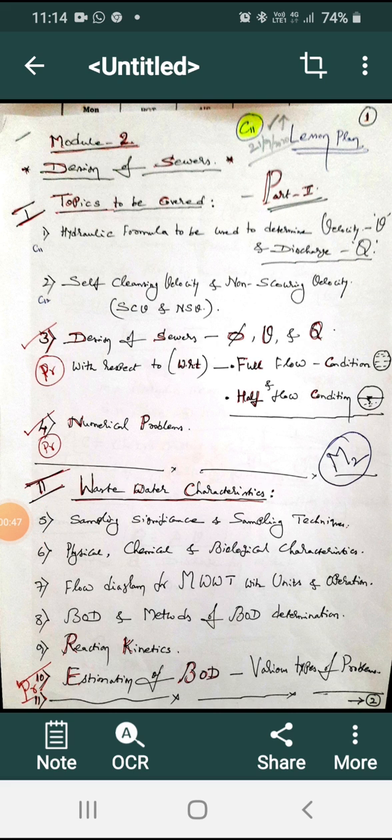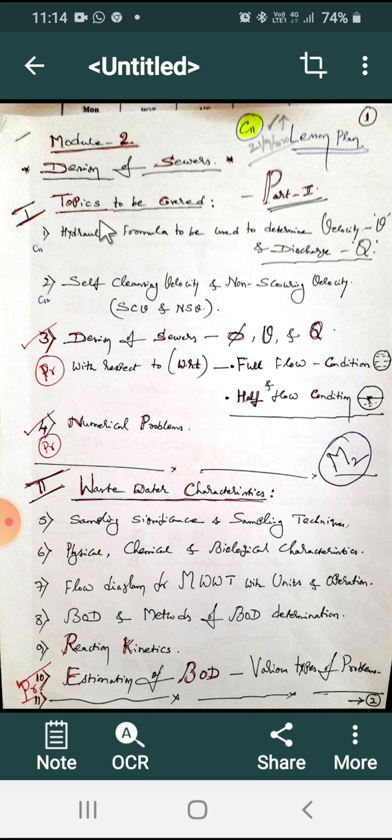Today I will continue with module number 2. This is the syllabus and the content of the overall module number 2, up to 10 periods, that is 10 classes under this. Here we have made it into two parts. One is the design of sewers, another is the wastewater characteristics. These are the two subheadings in module number 2.